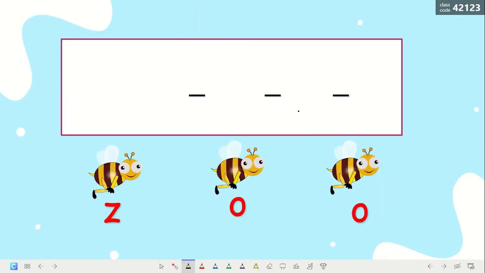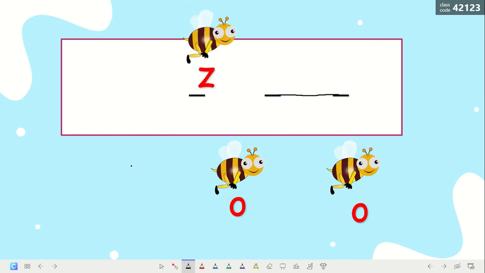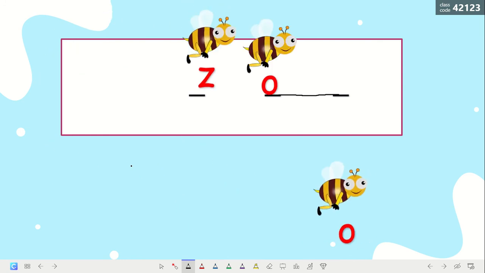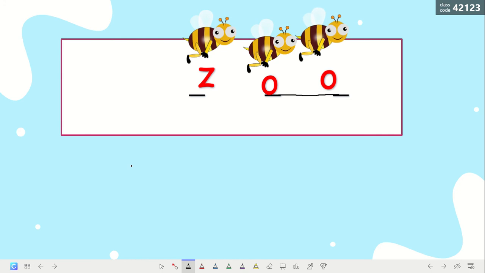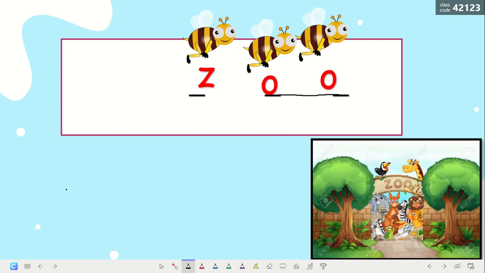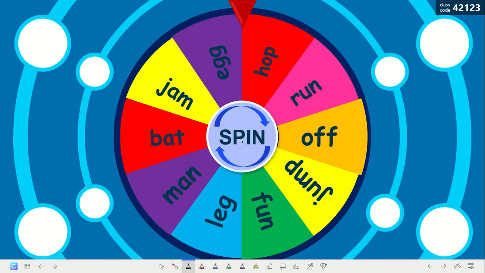Okay. Now, let's read this word. Look here. This is zzz. And here, we have the sound O. So how many sounds in this word? Two sounds, Z and O. Let's read it now. Zoo, what is it? Zoo, what does it mean, teacher? Look at the picture. This is zoo, where we can find the animals. This is zoo, what is it? Zoo, very good.